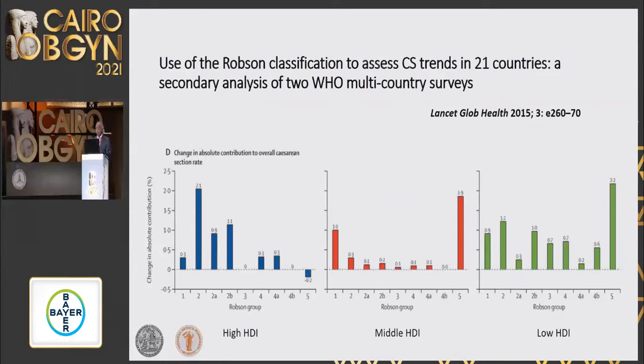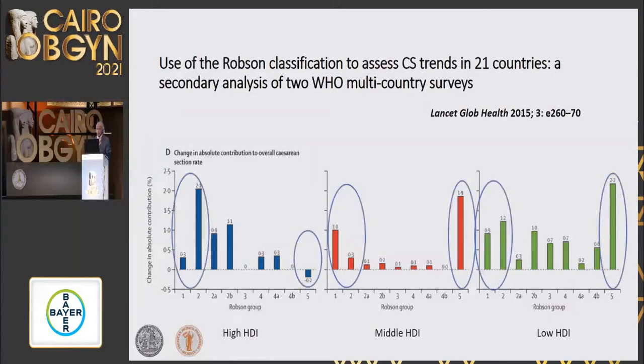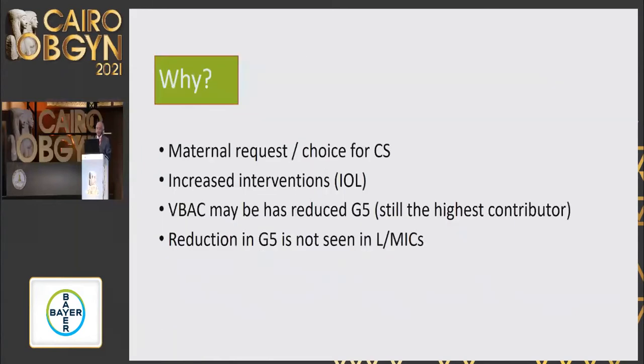And group 5, which are the previous cesarean section, has increased in middle and low income countries, but in high income countries, it has come down slightly, just slightly, still a big contributor, but it has come down slightly. So we need to think about why is this happening?